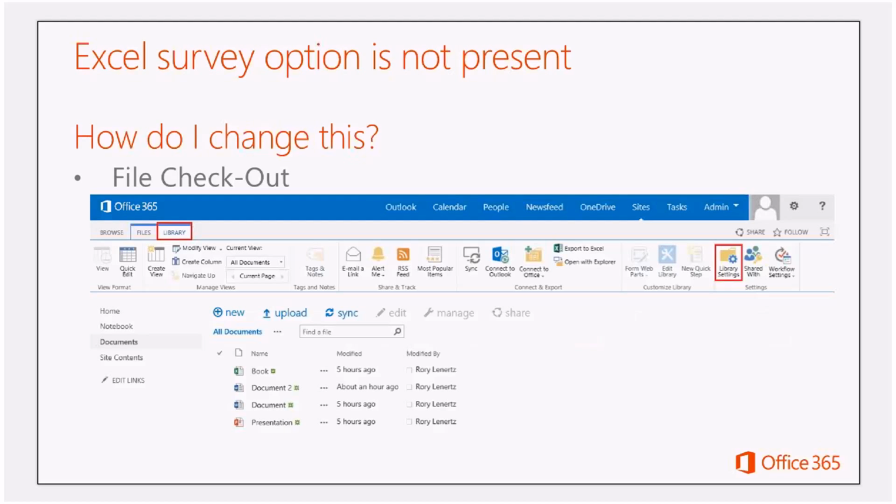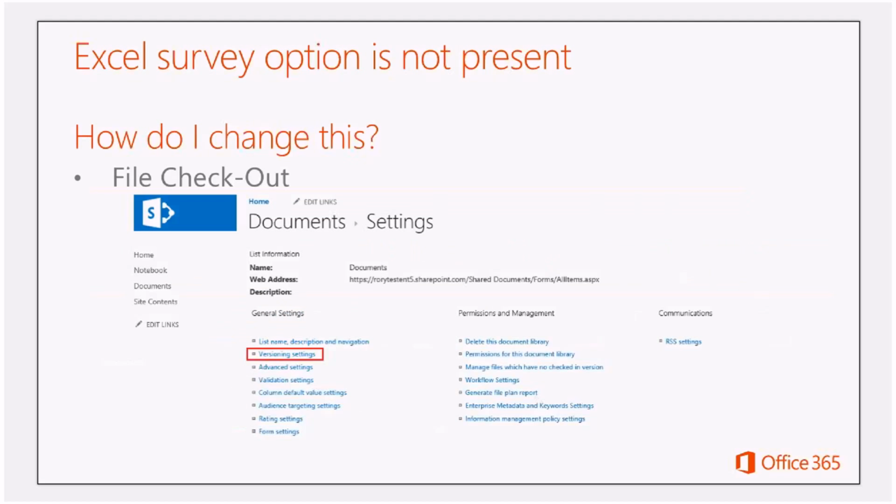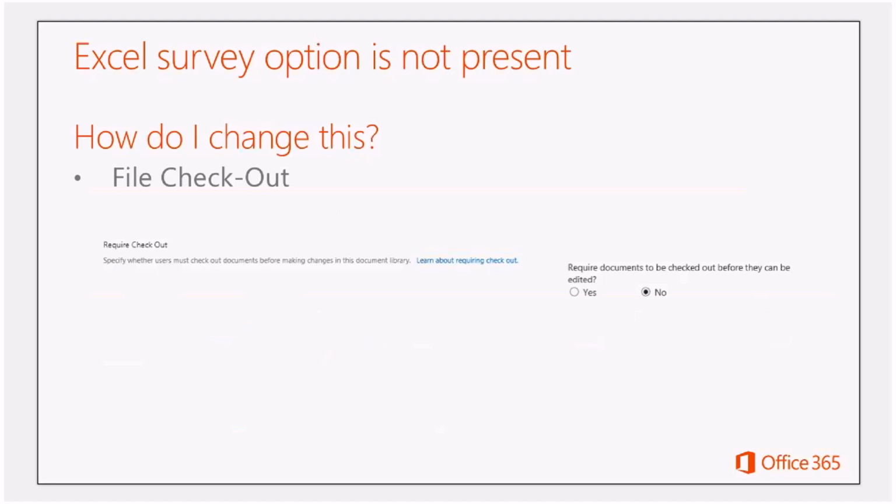So we'll go to the Library tab for this list, click Library Settings, like we're seeing here, highlighted on the slide. Within the settings for this library, which is called Documents or Shared Documents, we're going to click Versioning Settings. On the Versioning Settings page, check the Require Checkout setting. Make sure this is set to No for Excel Survey to be available for this library.